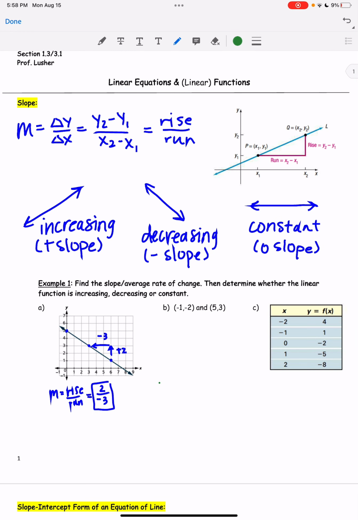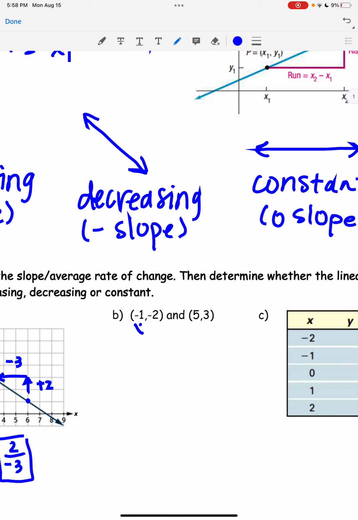On example B, now we're given 2 points. When I'm given 2 points, I'm going to use this formula here. So label your points. You have x1, y1, x2, y2. It doesn't matter which point gets the 1s and which one gets the 2s, as long as the 1s are together and the 2s are together, and it's always x, y. So my slope formula is y2 minus y1 over x2 minus x1.